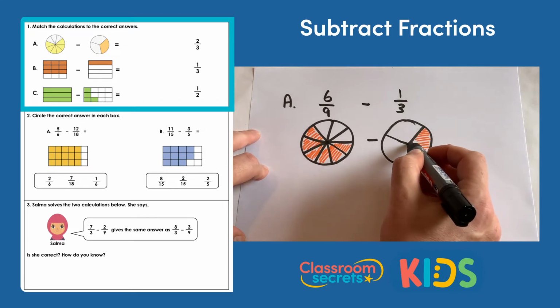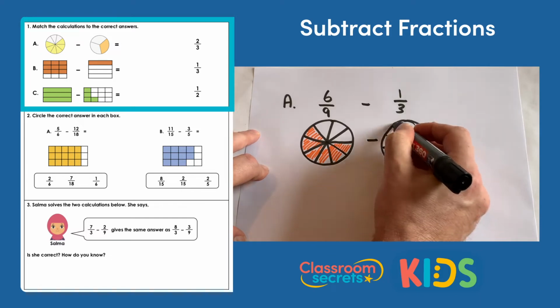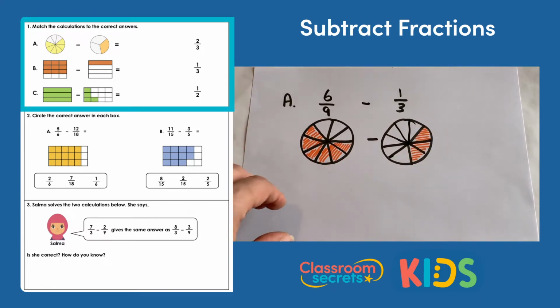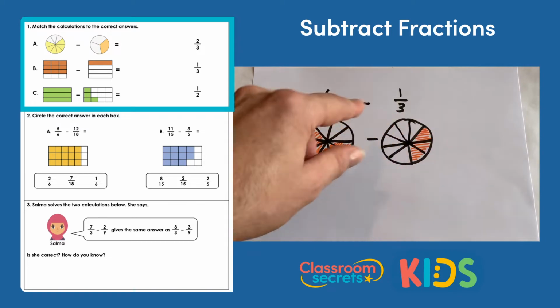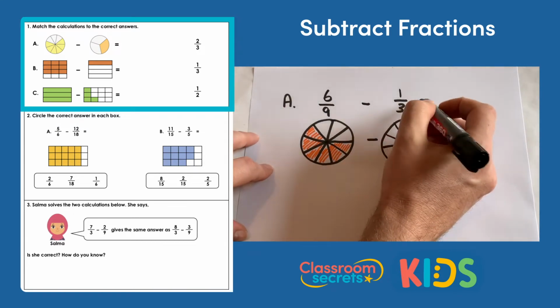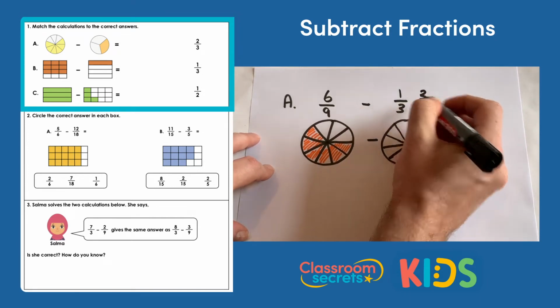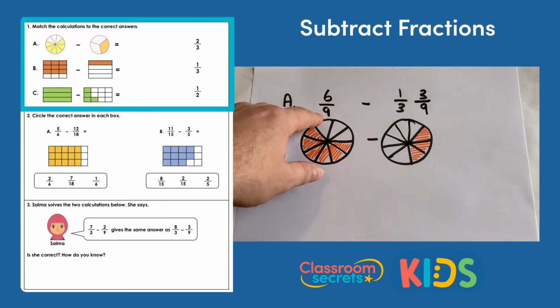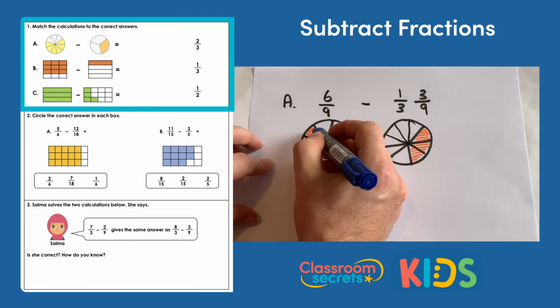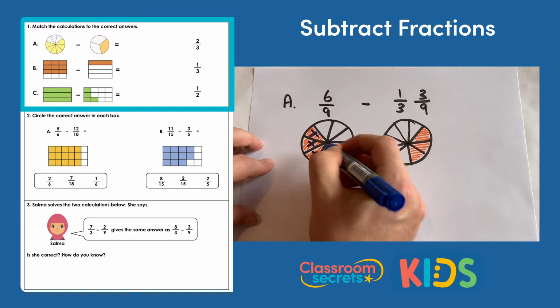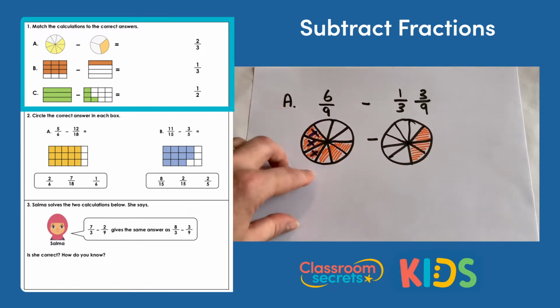So if we split this one up here into 3, and then this one here into 3, and this one here into 3, we can see that we have 3 out of 9 pieces shaded in. So 1/3 is the same as 3 ninths. It's equivalent to 3 ninths. So we're actually doing 6 ninths, take away 3 ninths, and we can cross out then 3 of these ninths here. So we'll cross out 3 of those. We'll take 3 of those away from the 6 over there, and we have 3 ninths left.